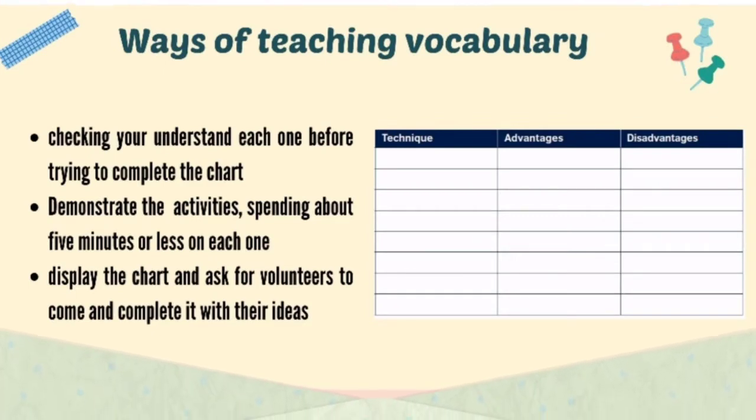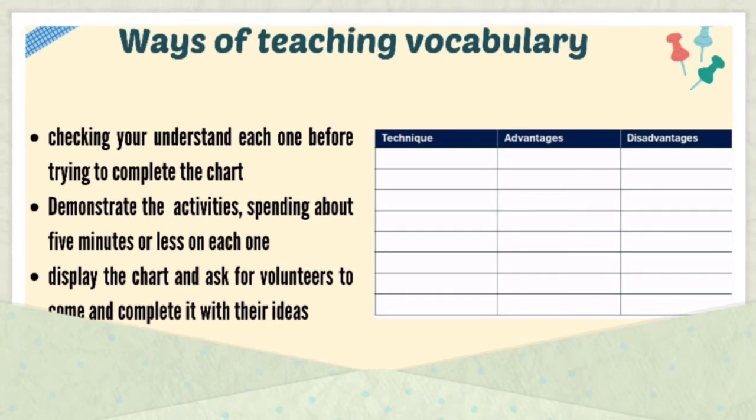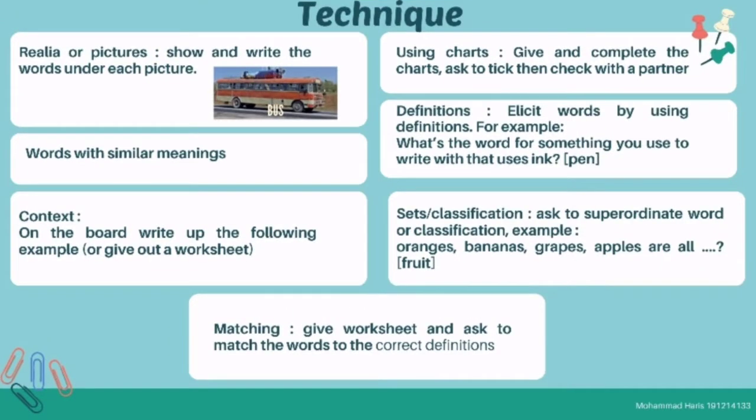Ways of teaching vocabulary. Look at the picture. There is a table with technique, advantages, and disadvantages. So check your understanding of each one before trying to complete the card, and then demonstrate the activities, spending about 5 minutes or less on each one. And finally, display the card and ask for volunteers to come and complete it with their ideas.